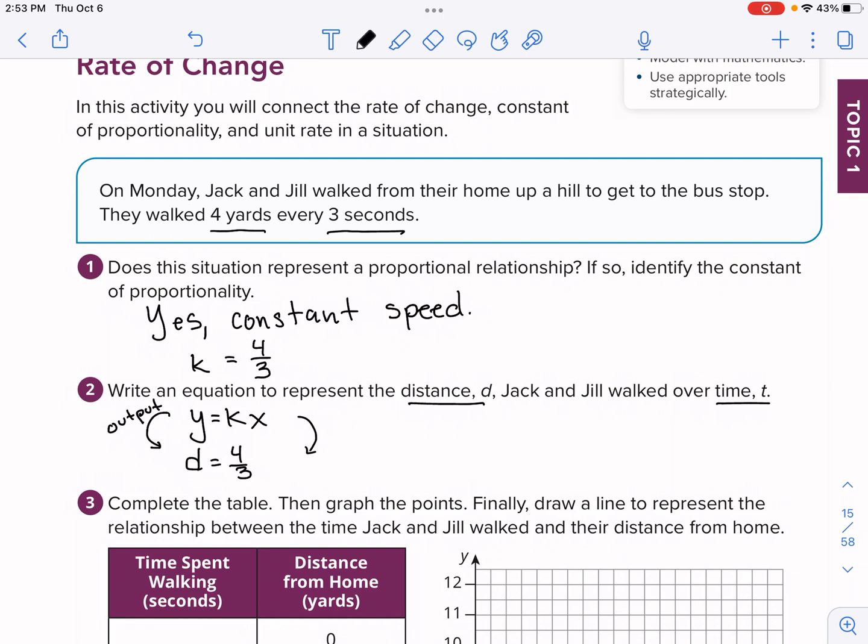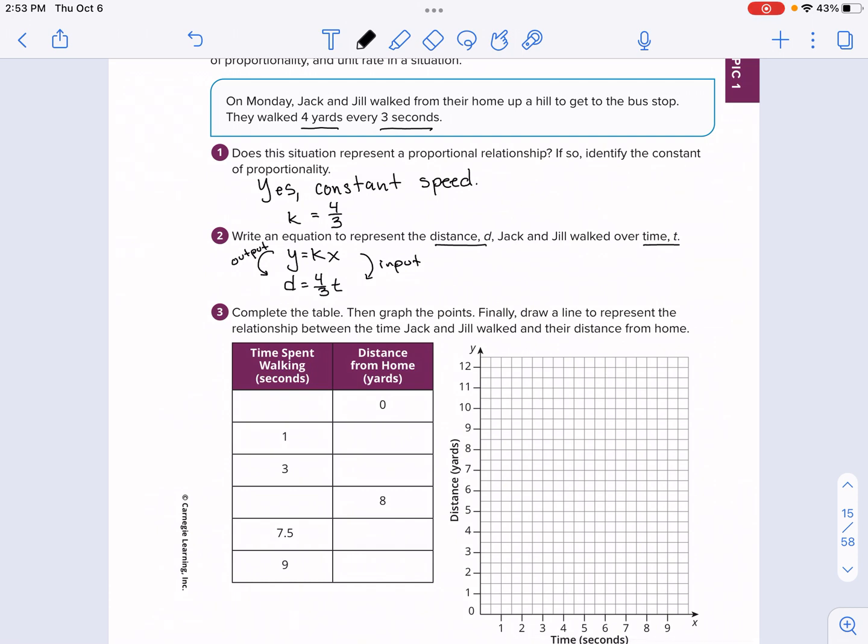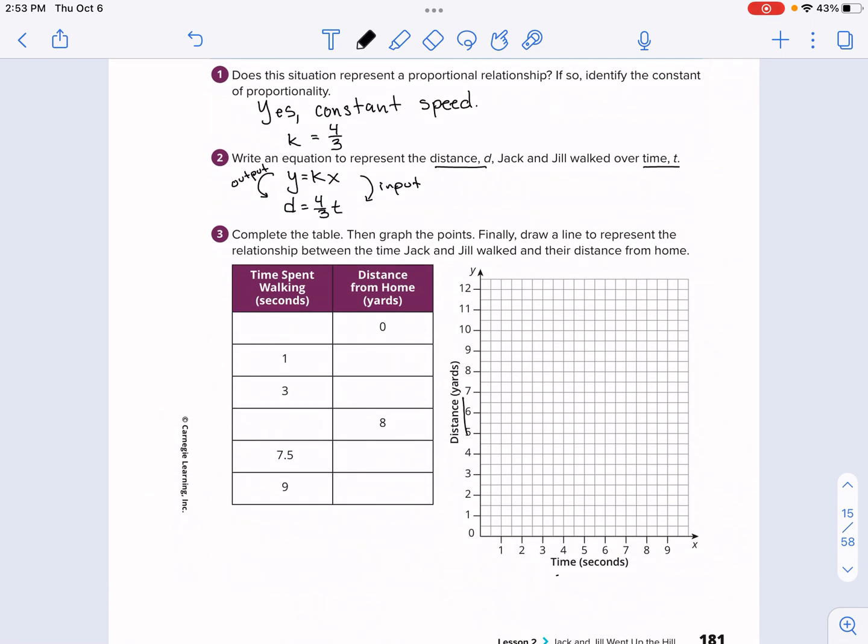And here, this is our input, and our input will be time. The distance will depend on how long we're walking, or how long we're walking affects the distance that we travel. We can also see that here, what is x and y. Look at your axes here. We have distance for the y-axis, that is output, and time for the x-axis, that is input. Anyways, we have almost a completed table here.